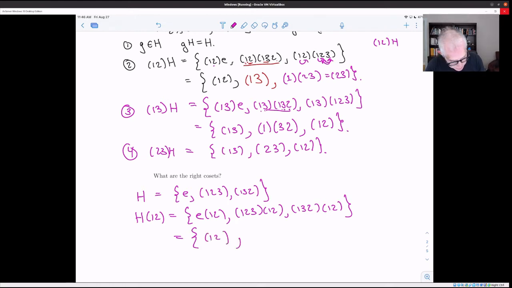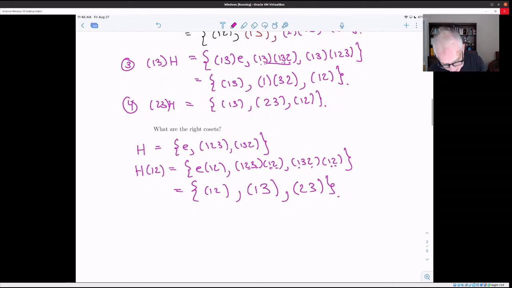And now if we do this one, we have 1 goes to 2, 2 goes to 3. So we have 1 goes to 3, and then 3 goes to 1. And if we do it here, we have 1 goes to 2, and 2 goes to 1. So 1 stays in its place. And then we have 2 goes to 1, goes to 3, and 3 goes to 2. So this right coset is again the collection of transpositions.